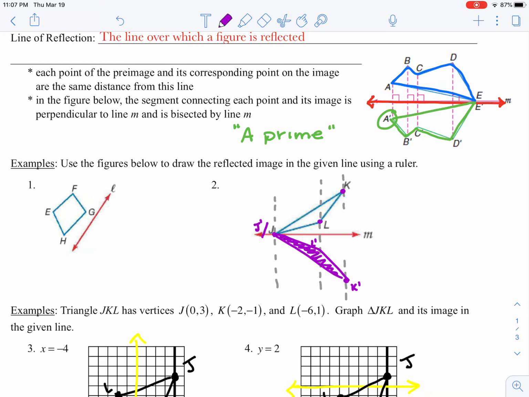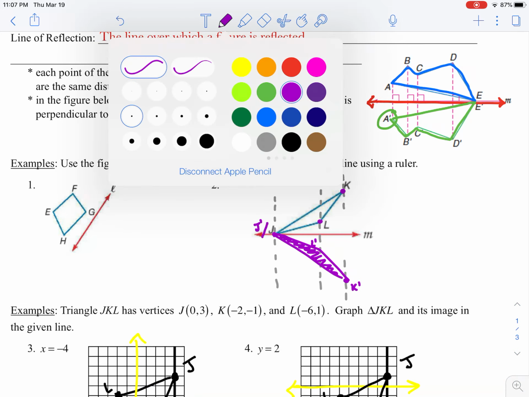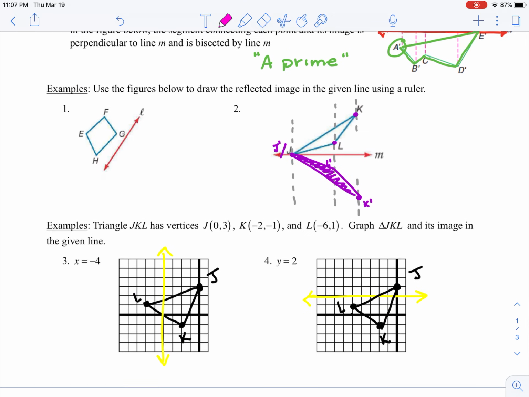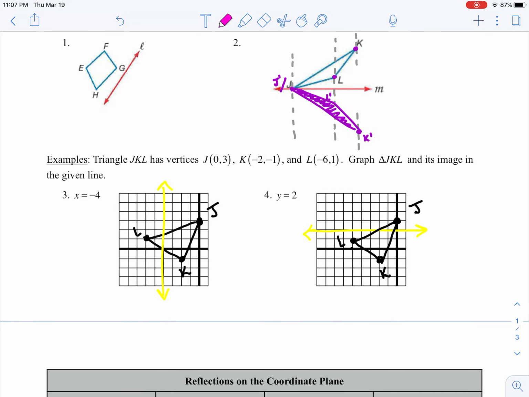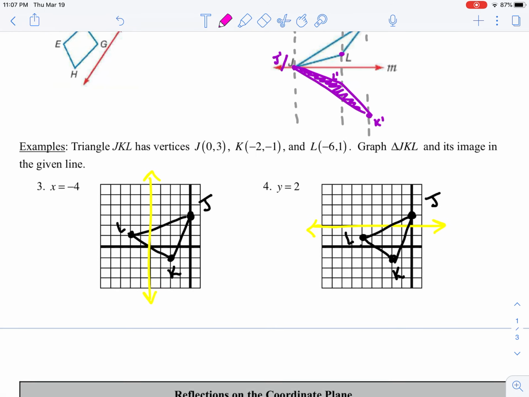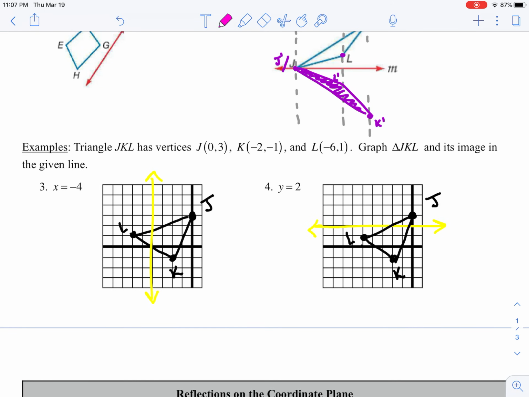Okay, let's focus on the reflections that are performed on the coordinate plane. So take a look now, please, at questions number 3 and 4. Here it says triangle JKL has these specific vertices. Graph the triangle and its image in the given line. So for question number 3, we're going to take triangle JKL and reflect it over the line x equals -4. Remember, x equals a number is always a vertical line, so I've graphed that here.